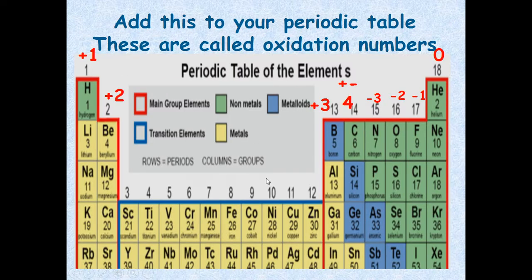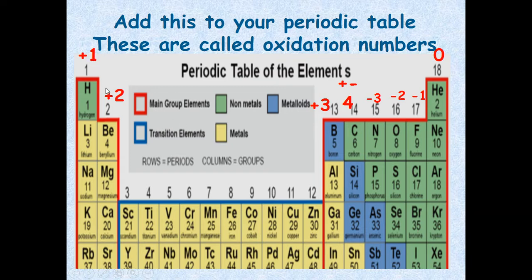Okay, now using your periodic table, you're going to draw what we call the oxidation numbers over the top. Okay, your periodic table starts over here with hydrogen, and I want you to put a +1 over hydrogen, +2 over beryllium, +3 over boron, plus or -4 over carbon, -3 nitrogen, -2 oxygen, -1 fluorine, and 0 for the noble gases.